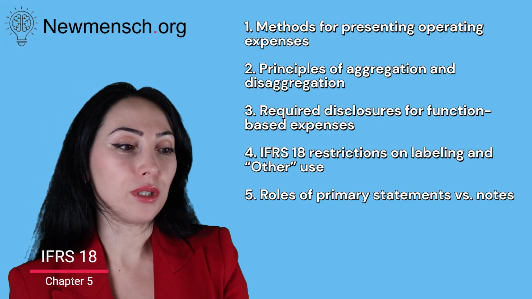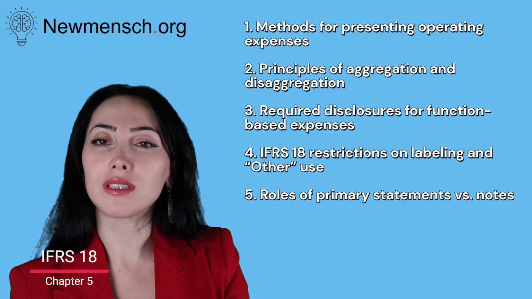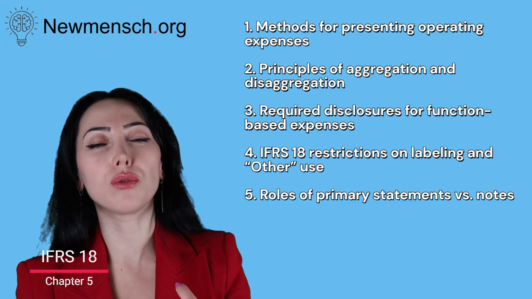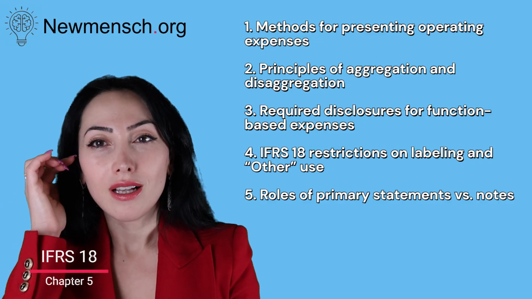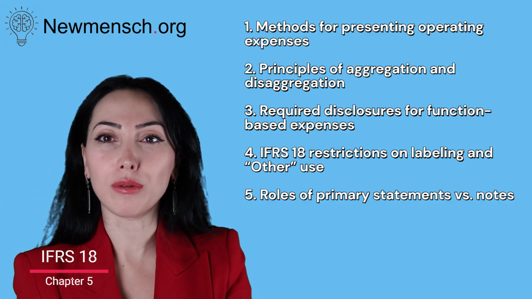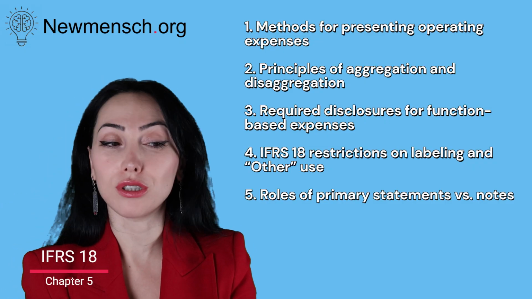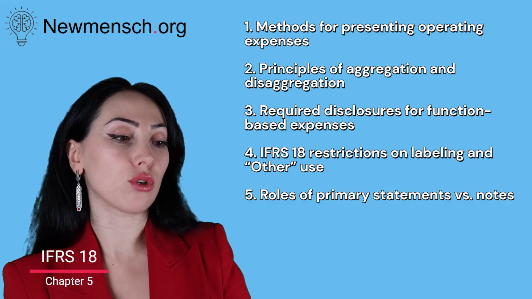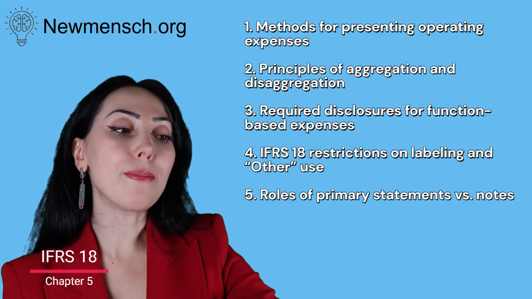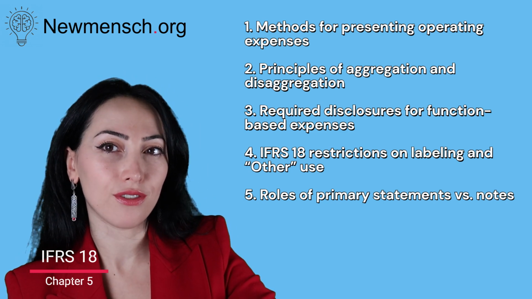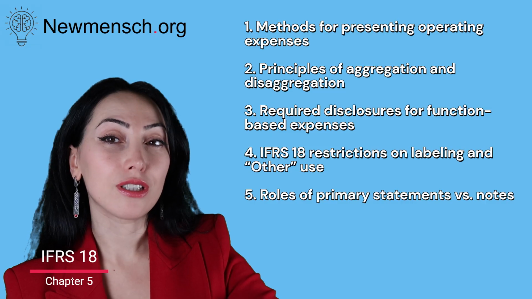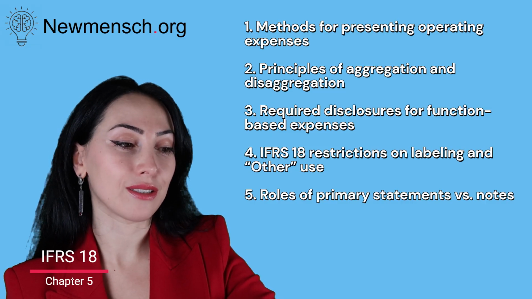Second objective would be, what are the core principles of aggregation and disaggregation, and how does dissimilar or similar labeling help us to determine what we can aggregate or what not. As our third objective, we will look at, when presenting operating expenses by function, what other requirements do we have in notes, disclosure requirements?